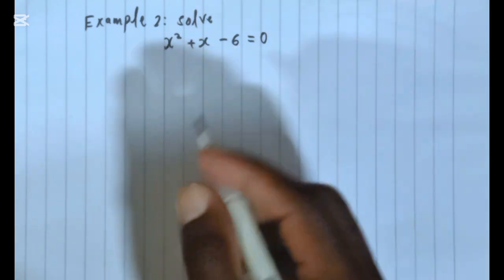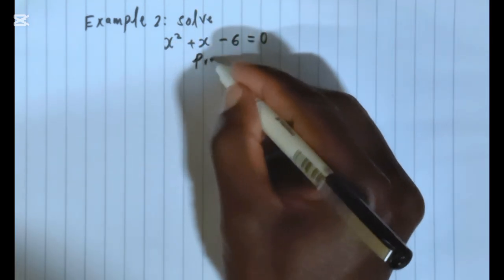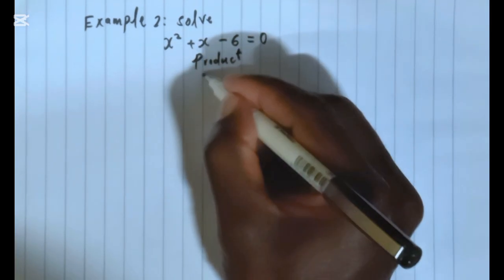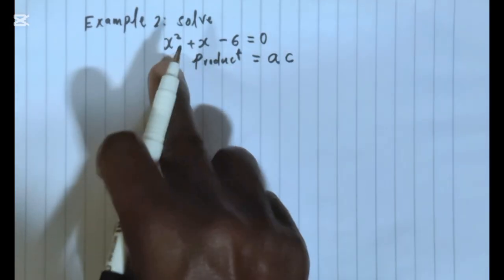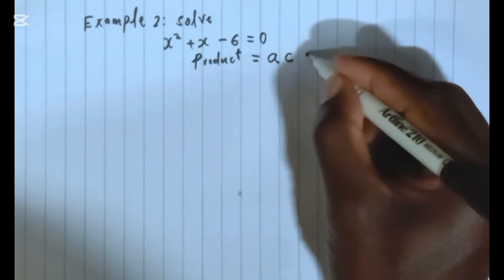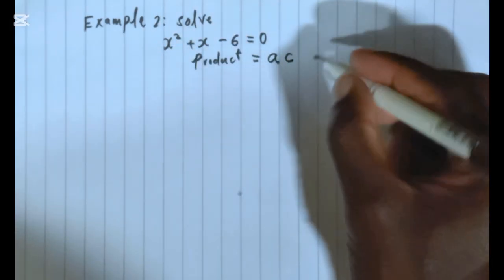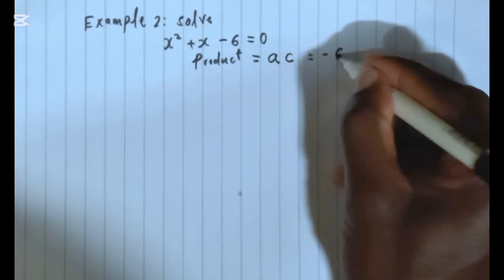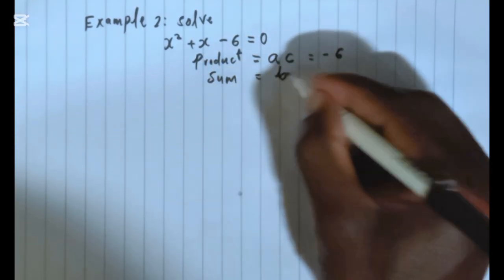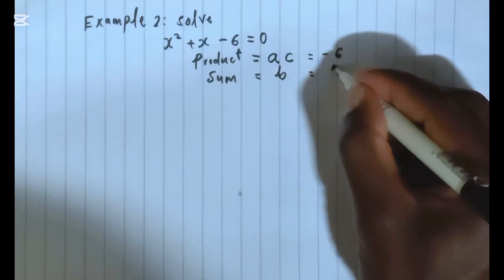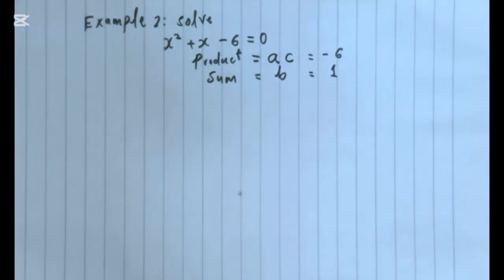All right. So think of products. Okay. Think of product, and when you talk of product, we're talking of A times C, which in this particular case will be 1 times negative 6, and that is going to give us negative 6. Then you want to think about sum. And when you think about sum, you want to think about the value of B, which in this particular case happens to be 1. So we then reason and think of two numbers that when we multiply together will give us negative 6, and when we add will give us 1.